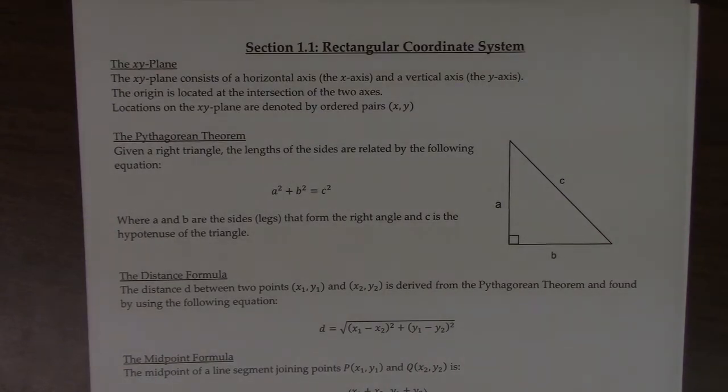Section 1.1 is the rectangular coordinate system. So what we mean by that is we call the xy plane. The xy plane is also known as the Cartesian plane. It's simply the traditional xy axis you're used to looking at.